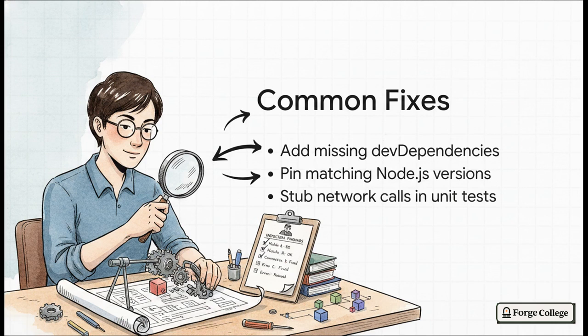You just iterate. Some of the most common fixes you're going to run into include things like adding missing dev dependencies to your package manifest, the ones you accidentally installed globally on your local machine and forgot about. You might also need to pin your Node.js versions in the workflow so they perfectly match your local setup, or you might need to stub out network calls so your unit tests don't mysteriously time out because they're trying to reach an RPC endpoint that isn't mocked properly.